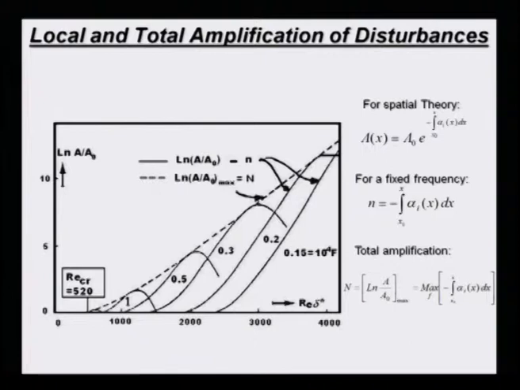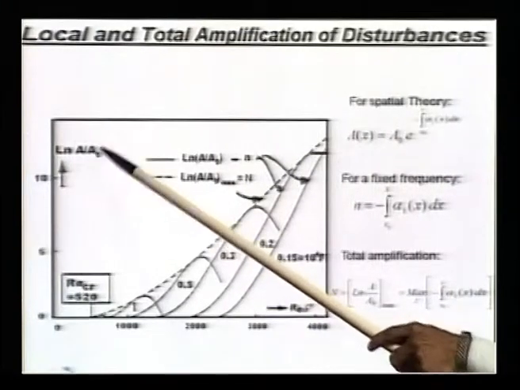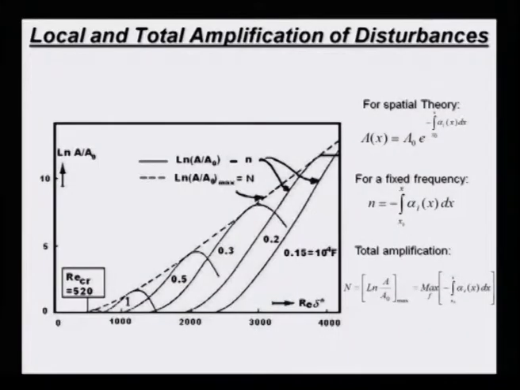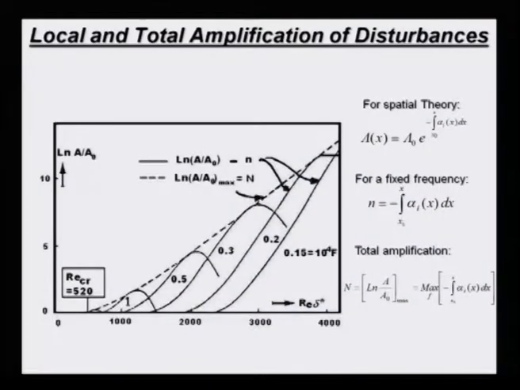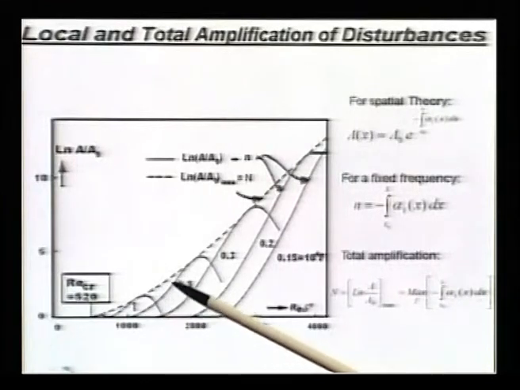Things are getting interesting, right. What happens? Again we are plotting now Re, or the streamwise distance, on this axis, and on this axis what have I plotted? I have plotted ln of A by A naught. So, that is essentially the integral of minus alpha I dx, or n. So, this is that n value, lowercase n value. Then for different frequencies, I do get these different curves. Do you all agree with the general feature of this?